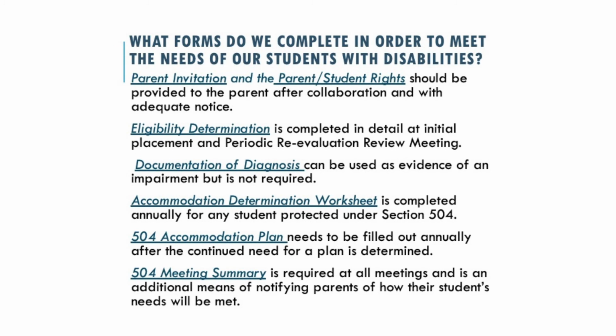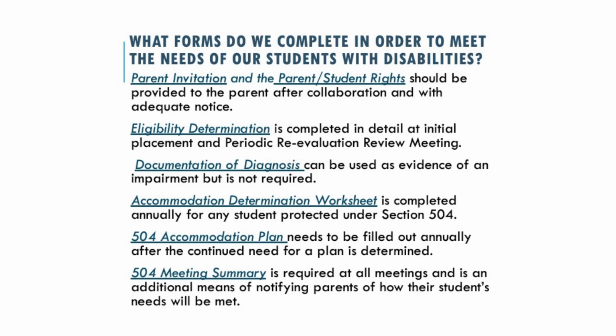Eligibility determination should be completed in detail at initial placement and periodic reevaluation review meetings. Students that transfer into our district should have a periodic reevaluation review or initial eligibility completed within 45 school days. See the transfer instructions in the Section 504 Staff Handbook. The comprehensive review of relevant information should include parent input, objective teacher classroom observations, most recent district or state testing, grades, and any other relevant information. A documentation of diagnosis is not required but is helpful and should always be accepted and considered.